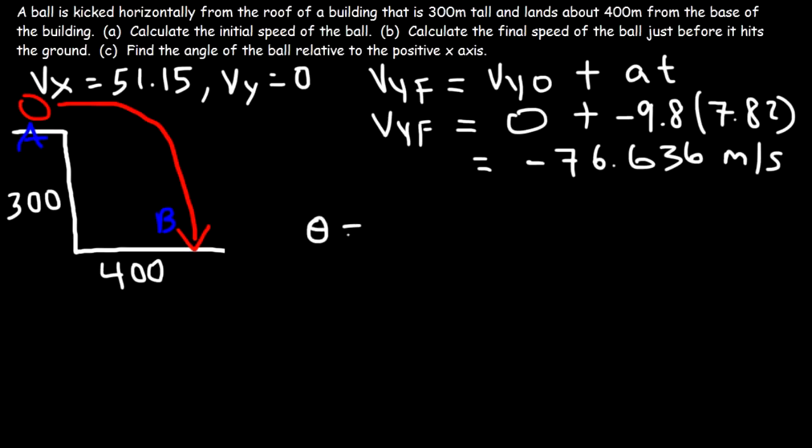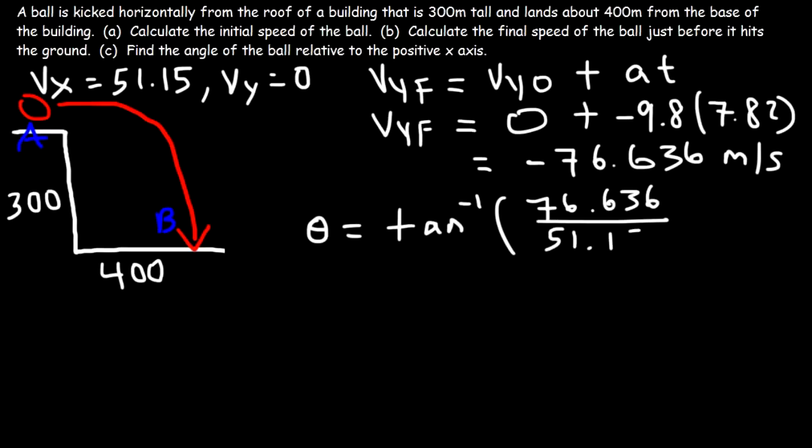To find the angle, this is going to be inverse tangent Vy. We're going to use the positive value of Vy, 76.636, divided by Vx, which is 51.15. So if we type this in, inverse tangent, you should get an angle of 56.3 degrees. Now just double check and make sure your calculator is in degree mode.